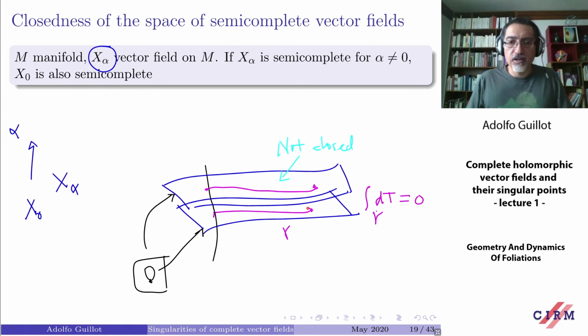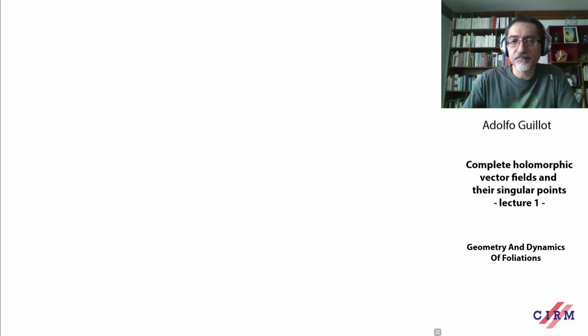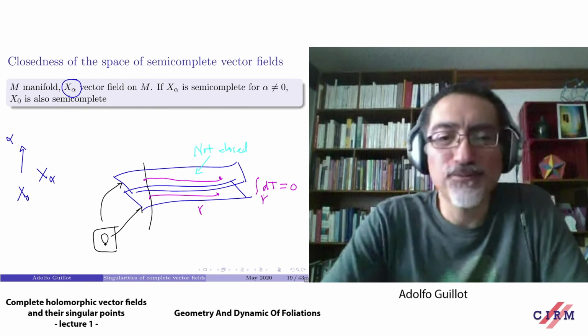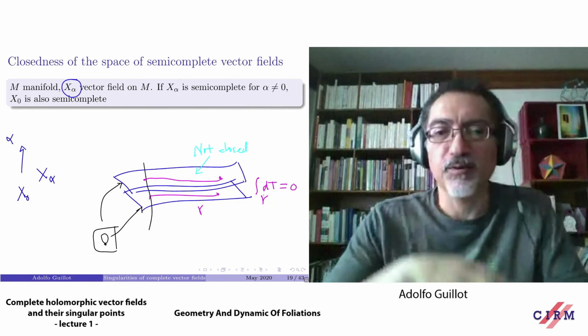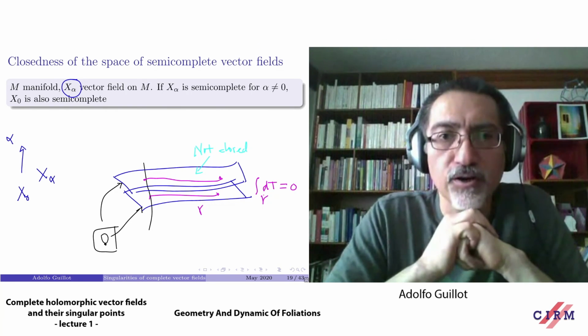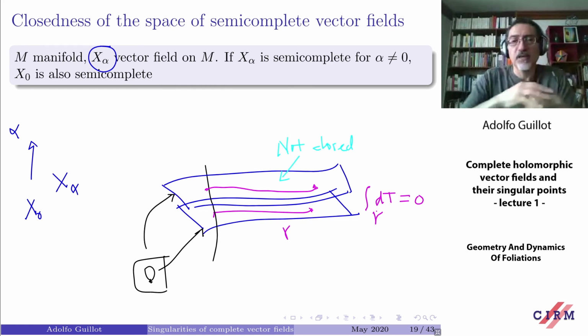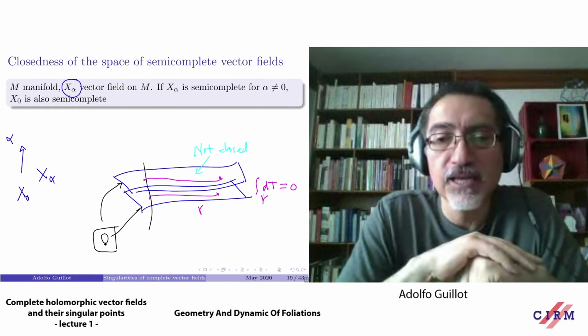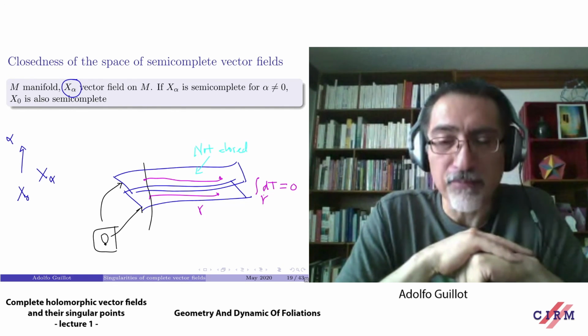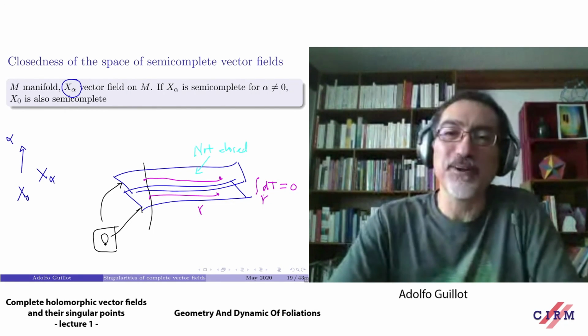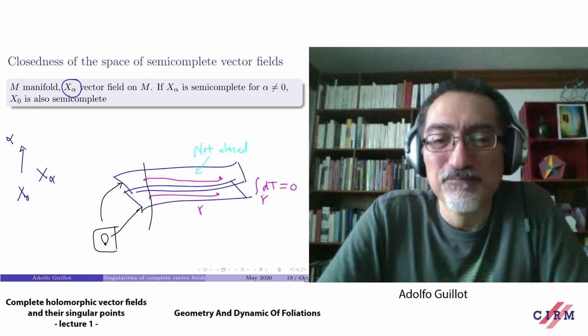This is the closedness of the space of semi-complete vector fields. Probably this is a good place to stop for this first session. In this first session, we saw equivalent definitions of what a semi-complete vector field is on a curve. We saw that this notion happens on a leaf by leaf basis: a vector field in a manifold is semi-complete if it is so in restriction to all of its integral curves. We started seeing some very elementary properties, and closedness is one of them. We will see what happens in small dimensions in the next lecture. I don't know if you have any questions. If not, tune in to the next lecture.